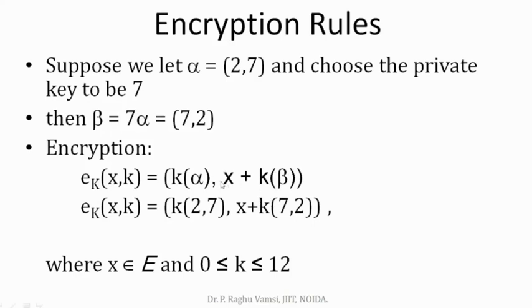Now x means a message. For example, a message consisting of, let's say, L. Now this L value will be converted into ASCII format. So what is the corresponding ASCII value for L? That will be taken and that will be added here.